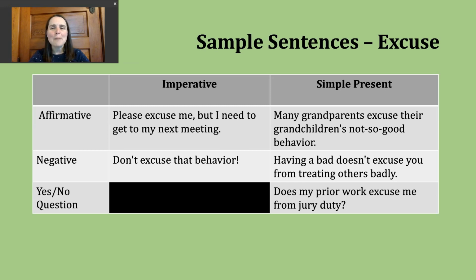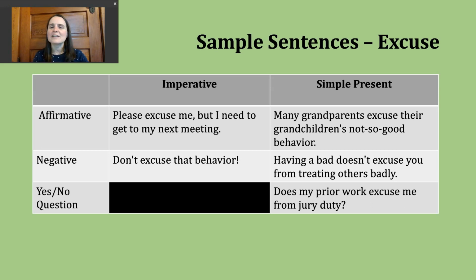Now, let's talk about the simple present. We use this verb tense to talk about habits and routines. We also use it to discuss facts. And the thing about the simple present is that we need to pay attention to our subject. If my subject is I, you, we, or they, then I'm going to use the base verb. But if my subject is he, she, or it, I'm going to add an S to the end of this verb. Let's take a look at an example sentence.